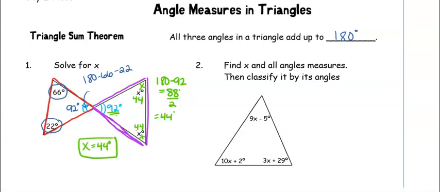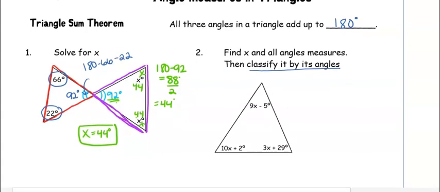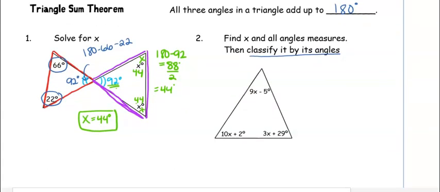Let's look at the next problem. Find x and all the angles and then classify the triangle by its angles. So I want to figure out what kind of triangle it is based on its angle measures. If we go back to our theorem that all three angles in the triangle have to add up to 180, here are my three angles. I know that when I add those three angles, they need to add up and equal 180 degrees.